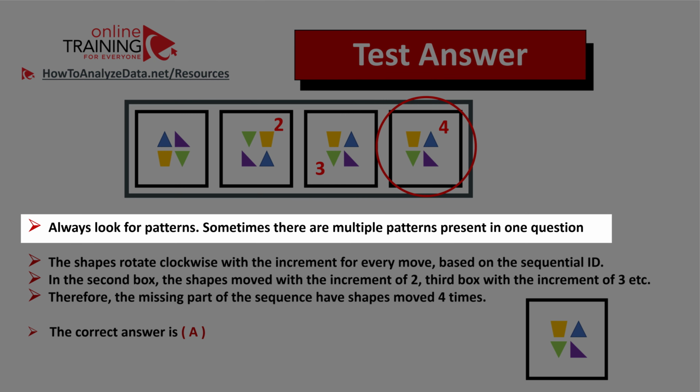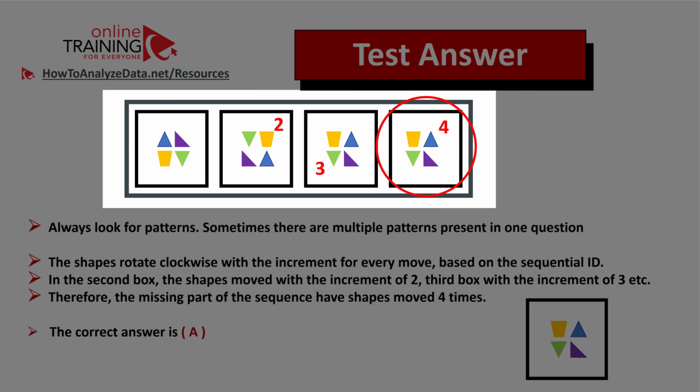As usual, always look for patterns. A lot of times there are multiple patterns present in the question, but in this particular case, there is only one pattern. And the pattern is that the shapes rotate clockwise with the increment on every move. For example, if we look at the shapes going from box number 1 to box number 2, and we follow the yellow shape, we see that it moved from the position at 8 o'clock to the position at 2 o'clock. And this happens because the move went from box 1 to box 2.